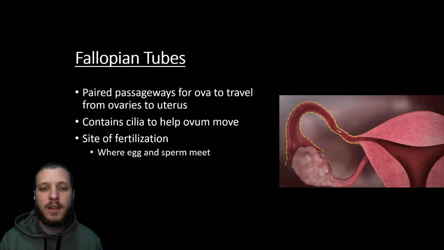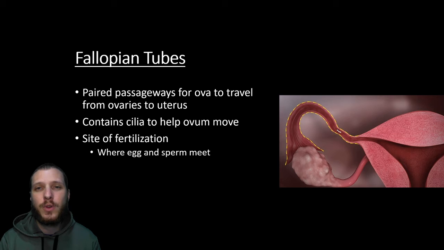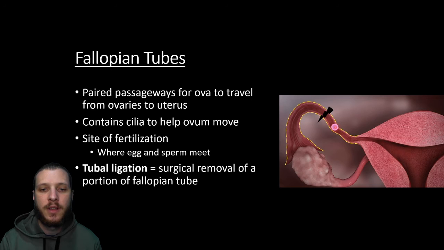So here, what I want you to know is the fallopian tubes are the site of fertilization. This is where the sperm and egg are going to meet. So here we have our egg. It's released into the fallopian tube where it meets our sperm cell, and we have fertilization.